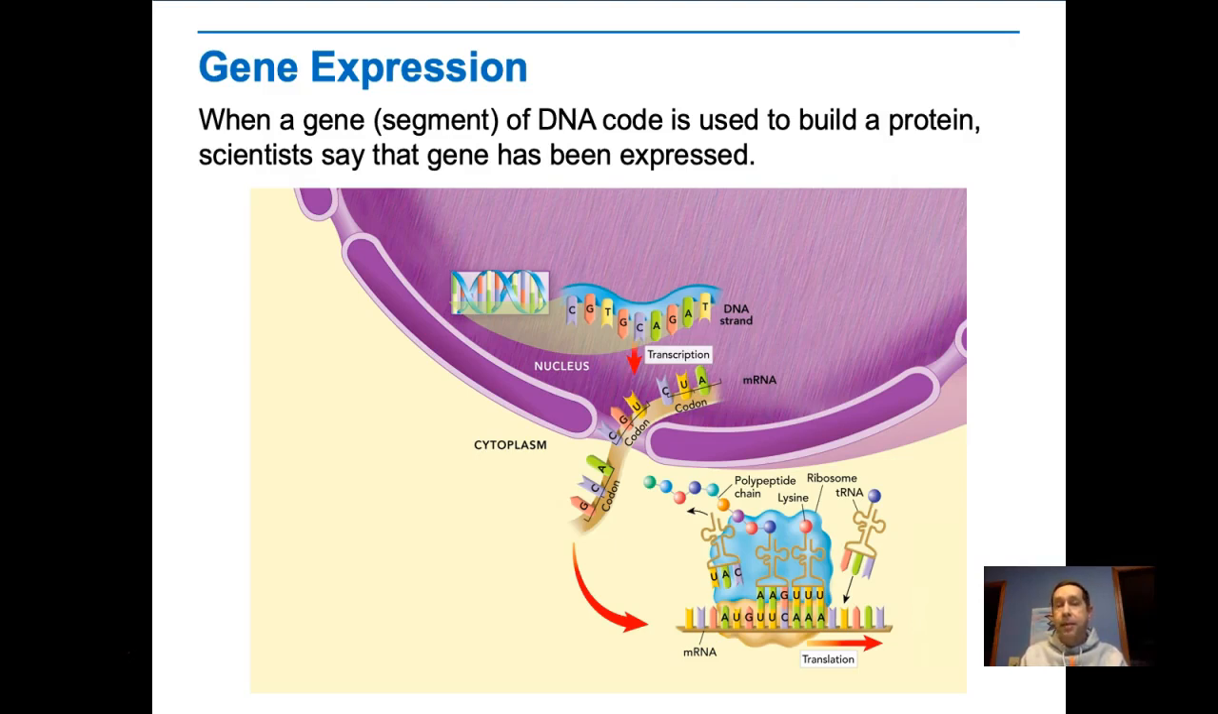When a gene or a segment of DNA code is used to build a protein, we say that gene has been expressed. Not all genes get expressed in all cells, especially in a multicellular organism, because of specialization. In a muscle cell, the genes for actin and myosin are expressed a lot. The gene for hemoglobin, which carries oxygen in blood, not so much. Whereas in a blood cell, you get lots of hemoglobin expression, not a lot of actin and myosin expression.